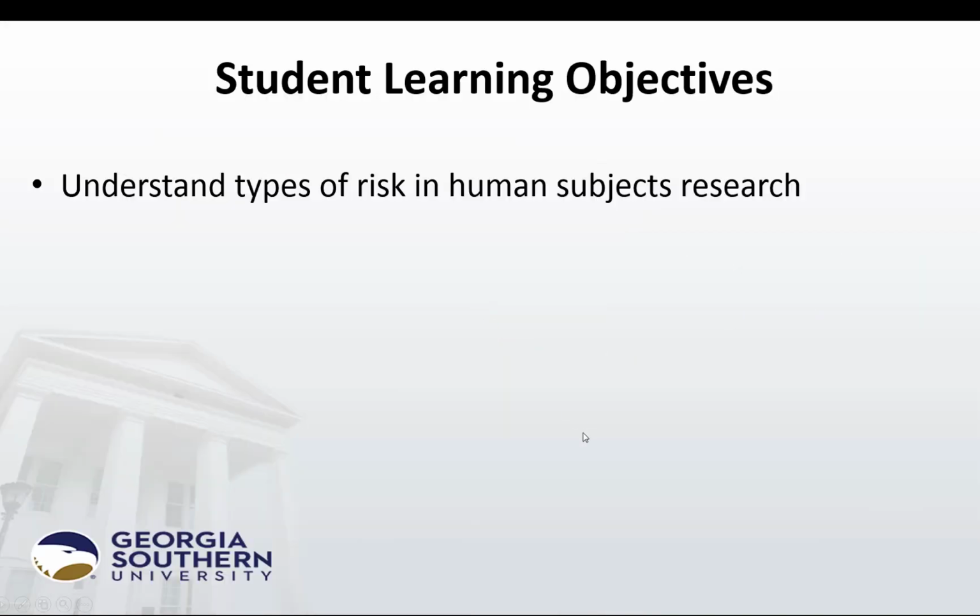The purpose of this video is to help you to understand the types of risks in human subjects research so that they can be properly described within the context of your proposals for IRB review.